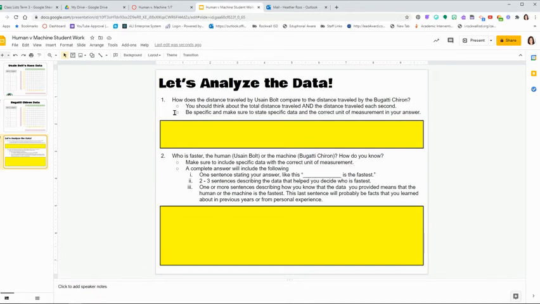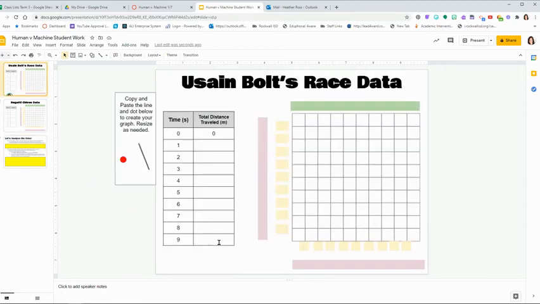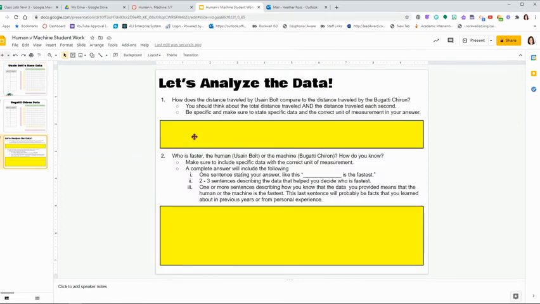The first one says, how does the distance traveled by Usain Bolt compare to the distance traveled by the Bugatti Chiron? You should think about the total distance traveled and the distance traveled in each second, okay? So not just where they ended at 9 seconds, but what were they doing in between for their distance? Be specific and make sure to state specific data and correct unit of measurement in your answer. So how does the distance traveled by Usain Bolt compare to the distance traveled by Bugatti Chiron? Not only the end result, but also all second by second.